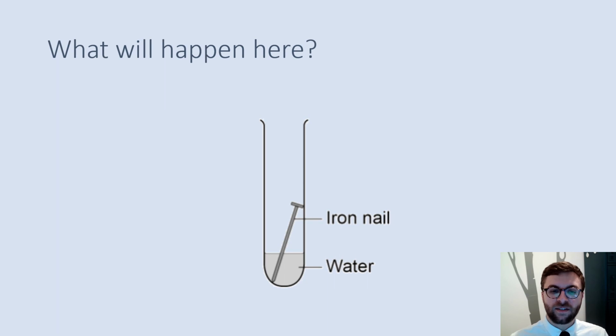So let's review the answers. What's going to happen in this situation here? Well, here we've got an iron nail, and you can see that it's exposed to the water and also to the air as the test tube is open. So over time this nail is going to rust because it's been exposed to the air, the oxygen and also to the water.